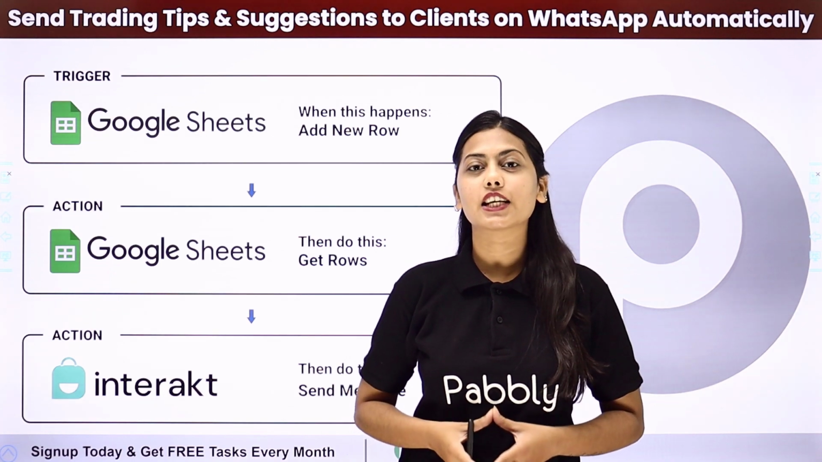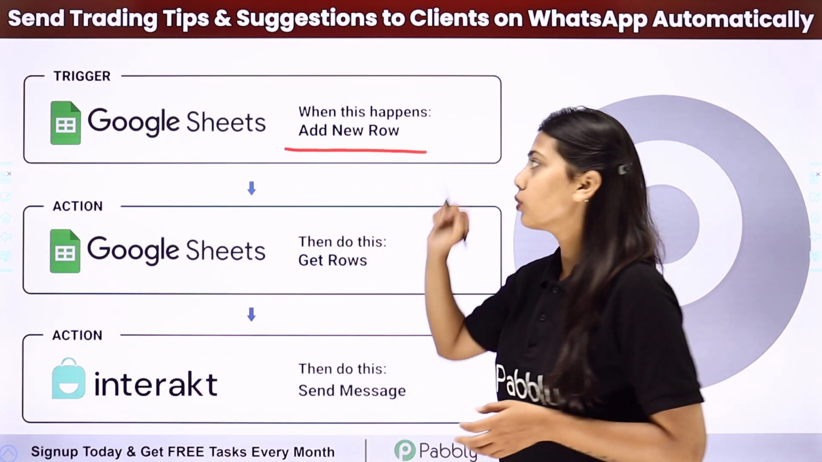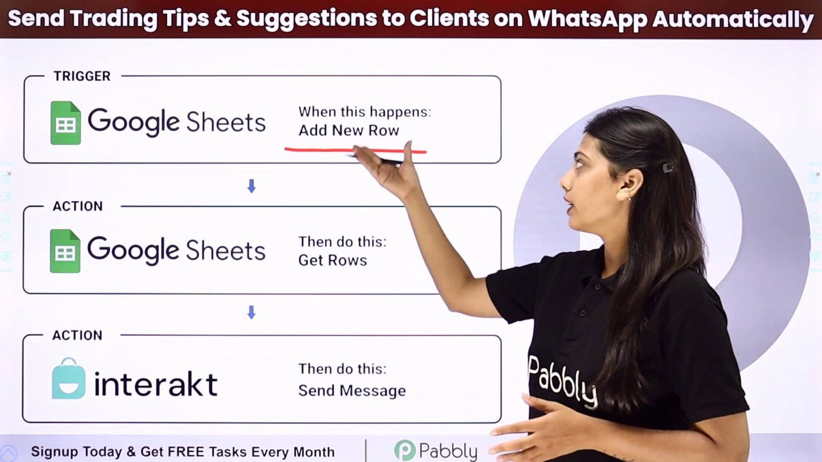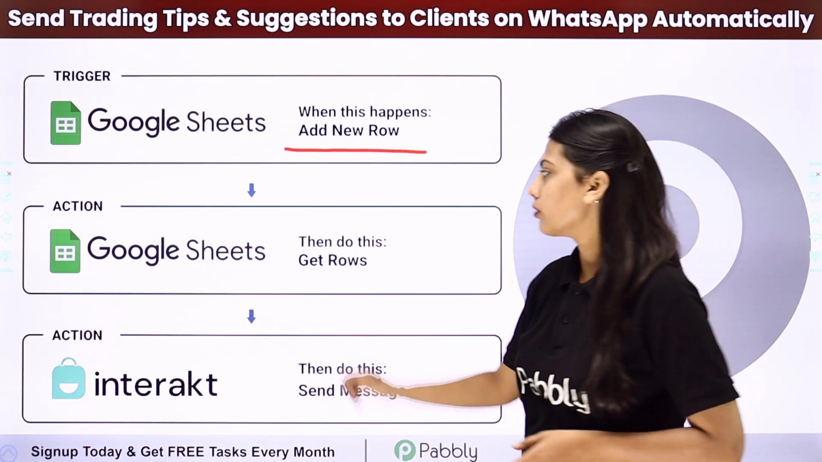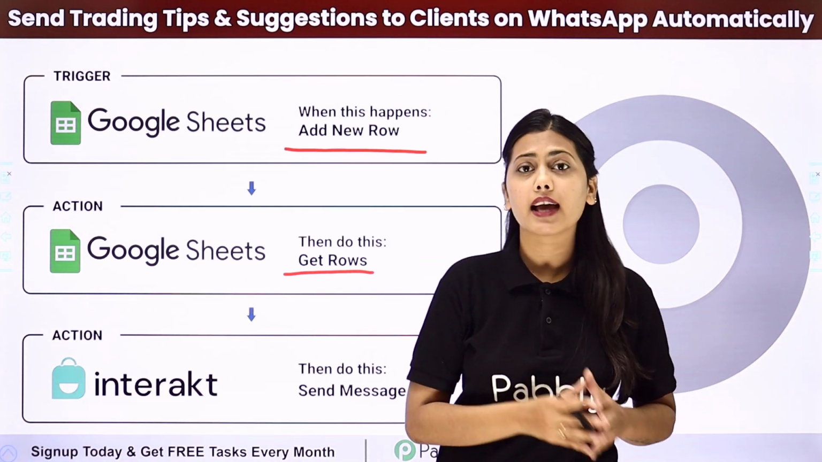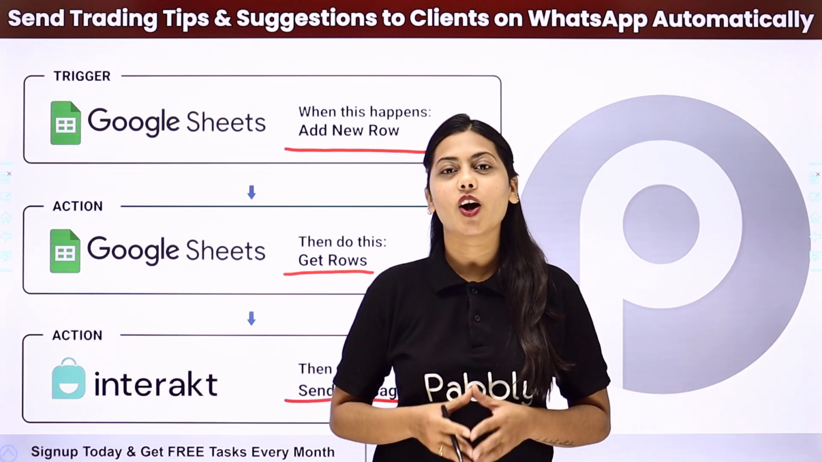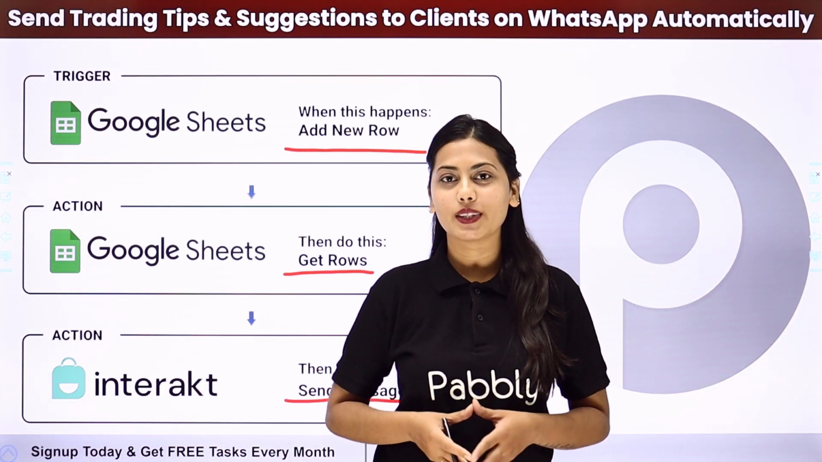We can create this integration using Pabbly Connect, where first you will take the tips and suggestions in your Google Sheet, that is our trigger, that is adding a new row. Our first action application will be to get rows of all the contact details of your clients, and our last action application will be Interakt, where you will send messages to WhatsApp chats automatically. Let us learn how to do that.